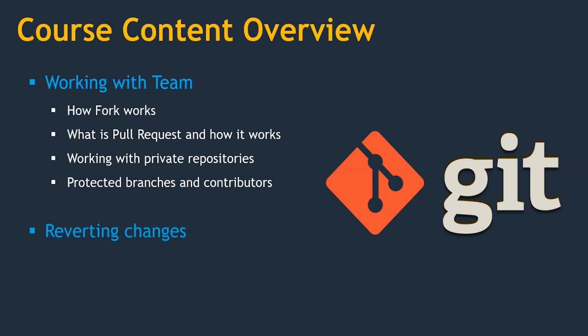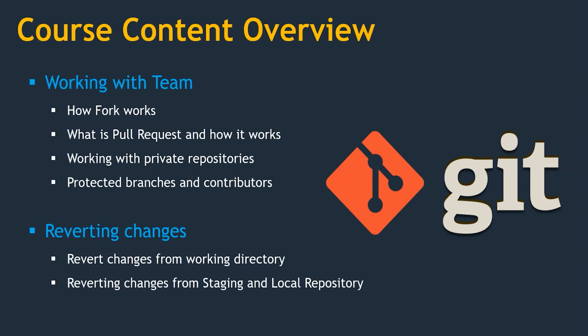Next, reverting changes. If we have done any changes to our working directory, how can we revert? In a similar way, how can we revert from staging area and local repository and git ignore file?